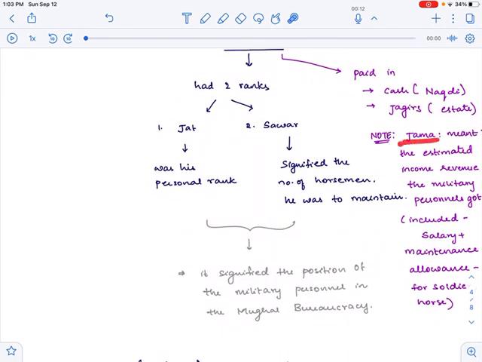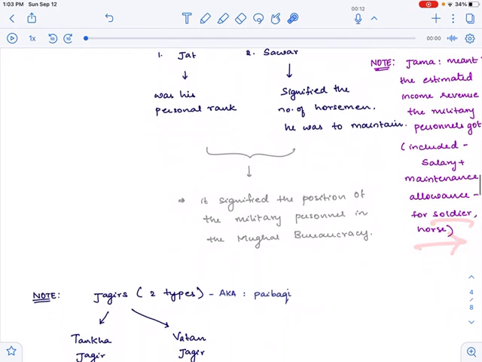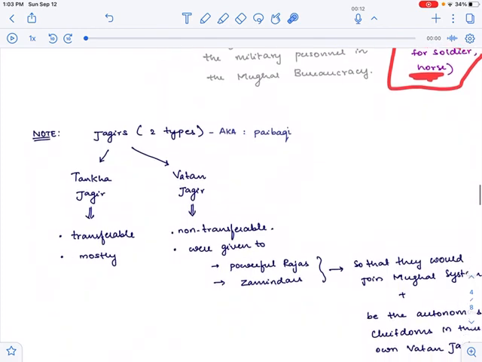And then there is the concept of Jama. If you're asked what Jama is, then remember that it basically signifies the estimated revenue income. That is how much the Mansabdars got is what the Jama signified. So it basically includes the salary of the military personnel, and it also included the allowances that were given to the soldiers and horses. So it's a very interesting thing, that the maintenance allowance was also given to the horse.